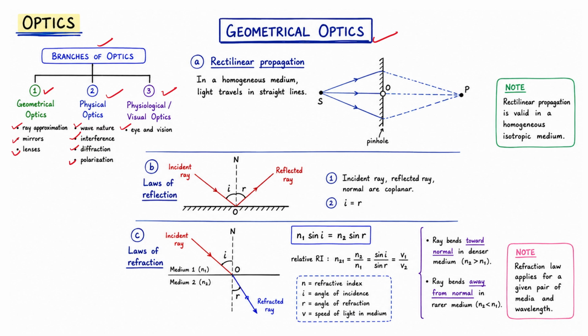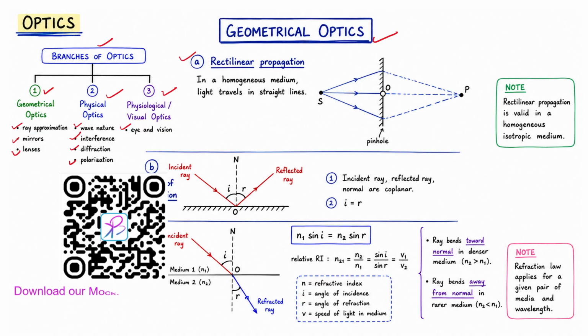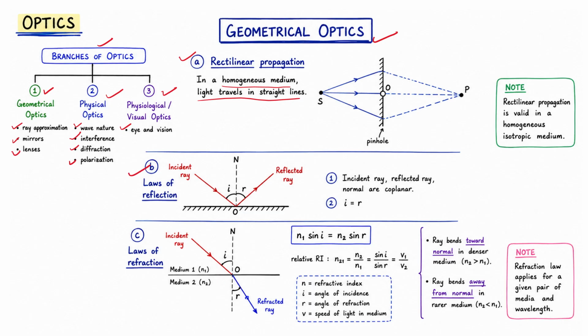Now, if we broadly divide the properties of geometrical optics, we have rectilinear propagation. Basically, what it means is in a homogeneous medium, light travels in a straight line. Okay. Now, let's discuss the law of reflection. What the law of reflection says is that the incident ray, reflected ray, and normal all lie in the same plane, and the angle of incidence will also be equal to the angle of reflection.